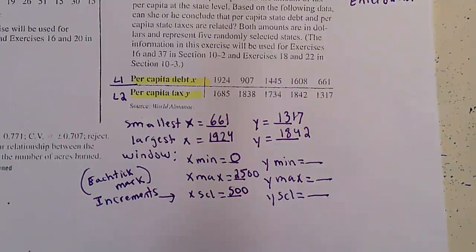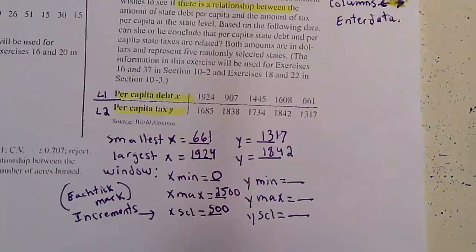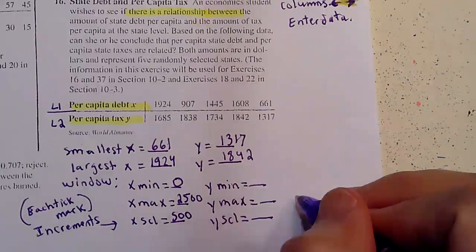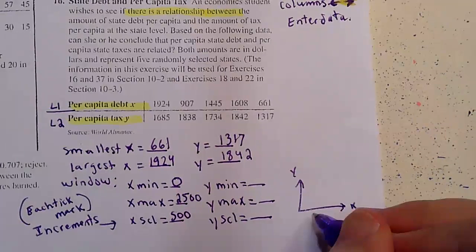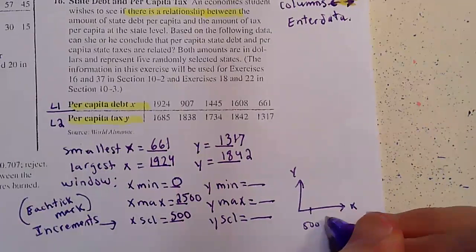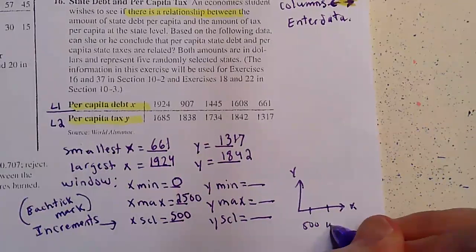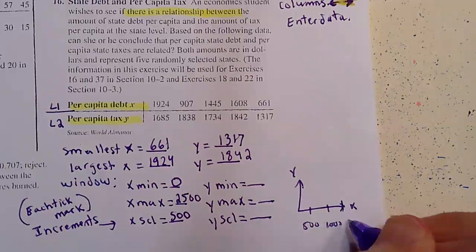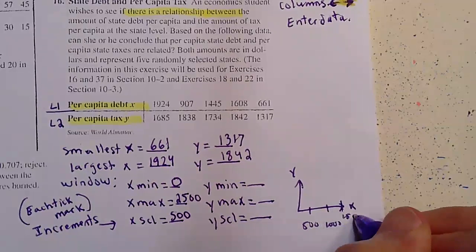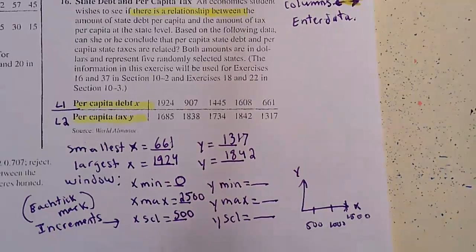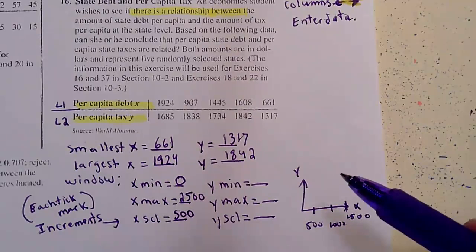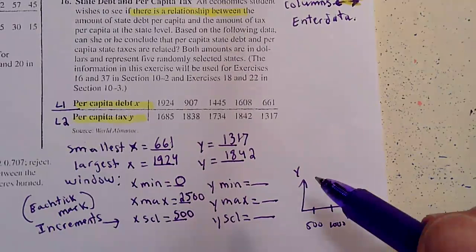Okay, so we're talking about the x-axis. So when we do our scales, we do our X scale and our Y scale. So when you say increments of 500, that's kind of what you're saying. 500, 1,000, 1,500. That's kind of what you're saying on that, increments of 500. Okay. Now on the Y min, the smallest Y min, if you wanted to, you could put 0.